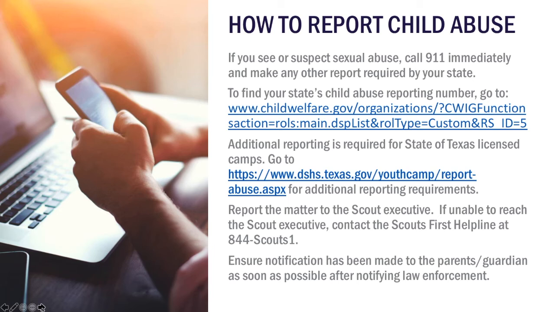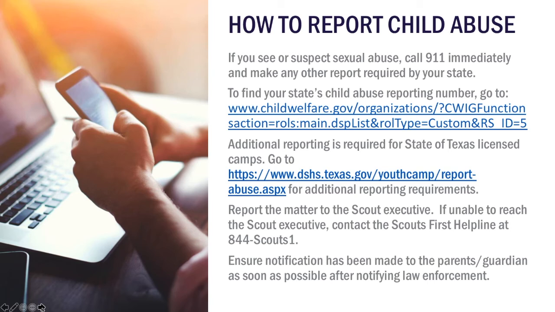If you see or suspect child abuse or maltreatment, call 911 immediately and make any other reports required by your state. Some states require that incidents of child sexual abuse be reported to Child Protective Services, or CPS. To find your state's child abuse reporting number, go to the link described here. Remember that the state of Texas also has additional reporting requirements. Failing to report suspected child abuse may be a criminal law violation in your state.